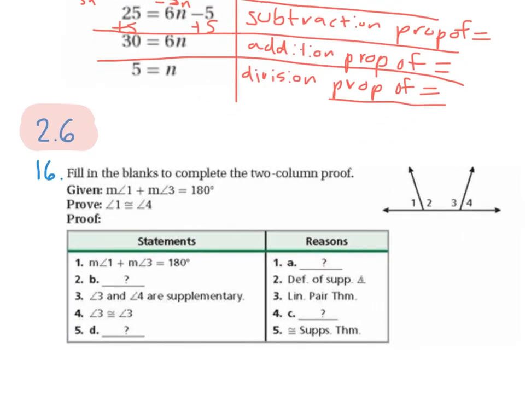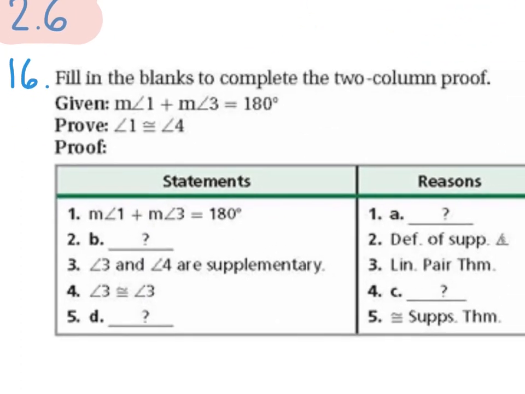Let's look at 16. Fill in the blanks to complete the two-column proof. So it's given that the measure of angle 1 plus the measure of angle 3 is equal to 180 degrees. So step 1 we know is given.